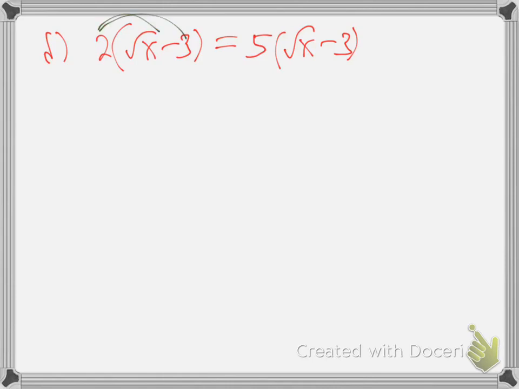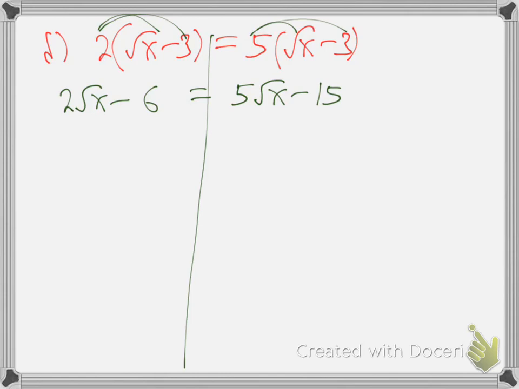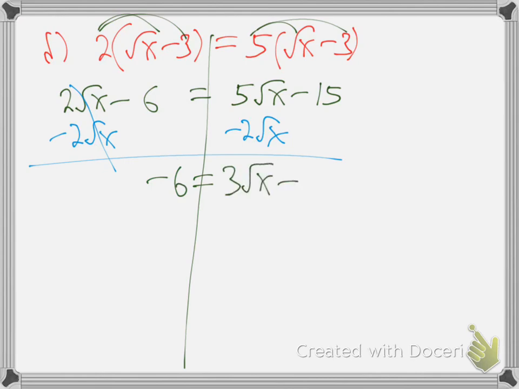So distribute. Root x minus 6. Distribute. 5 root of x minus 15. What do you do when you got roots on opposite sides? Yeah, get rid of one. It doesn't really matter. I usually get rid of the lower one, but it doesn't matter. You could subtract 5 root x. So minus 6, that's 3 root of x minus 15. We good to there?